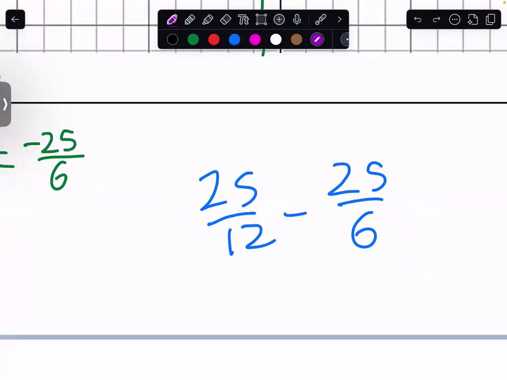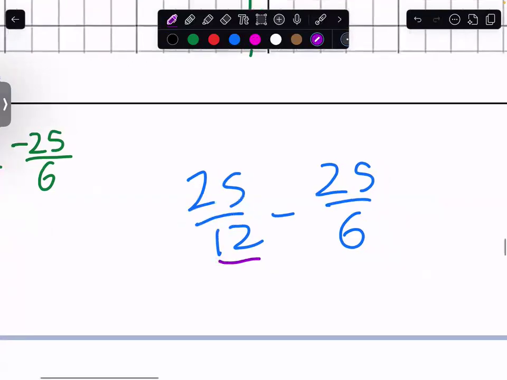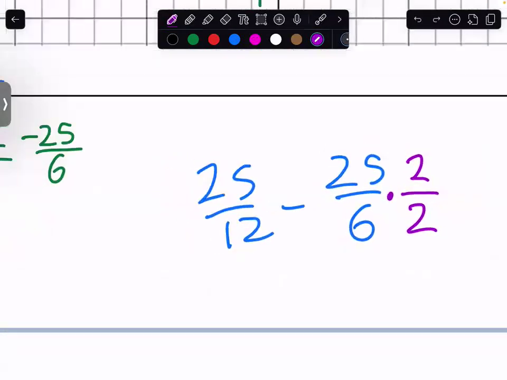Okay, so I'm hoping someone remembers. What can we do to make these two denominators match? Yes, Leon? Okay, so this 6, if multiplied by 2, would equal the 12 over here. Okay, so we do want to multiply the 6 by 2, but you can't just change the denominator. You have to change the numerator equally. So whatever you multiply the denominator by, you multiply the numerator by the same thing.